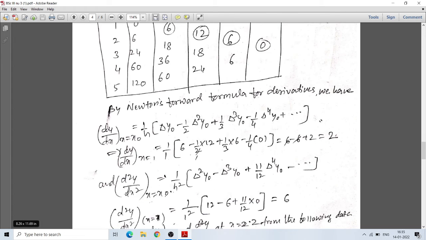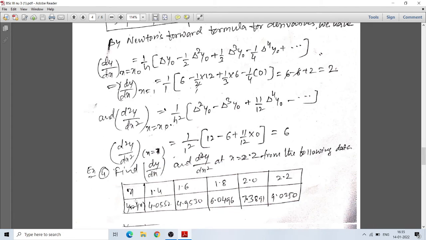Then the second one, d square y by dx square at x is equal to x naught is equal to 1 by h square, delta square y naught minus delta cube y naught plus 11 by 12 delta to the power of 4 y naught. This is from the formula, and substitute the values here. D square y by dx square at x is equal to 1, h is 1, 1 by 1 square, delta square y naught value is 12 minus 6, delta cube value, then 11 by 12 delta to the power of 4 y naught you get from the table. Then this is 0, 12 minus 6 is 6.